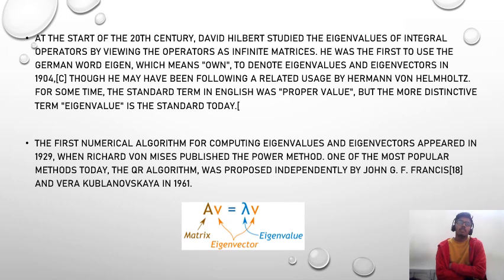The first numerical algorithm for computing eigenvalues and eigenvectors appeared in 1929, when Richard von Mises published the power method, one of the most popular methods today. The QR algorithm was proposed independently by John G. F. Francis. Av = λv, where A is a matrix, v is the eigenvector, and λ is the eigenvalue.